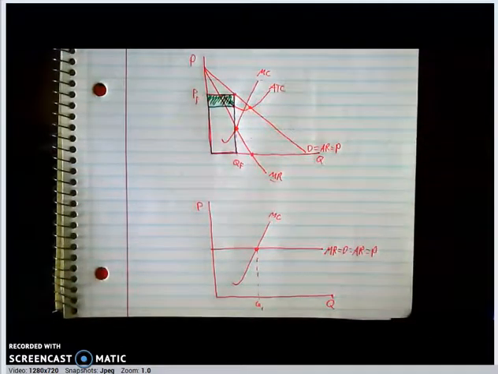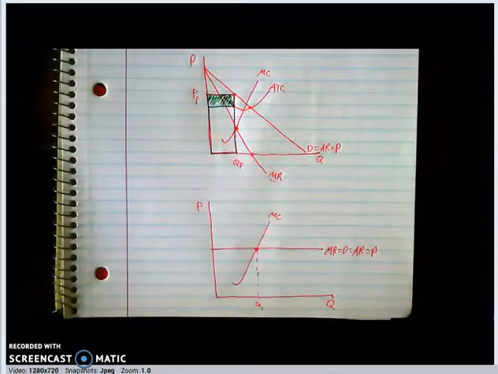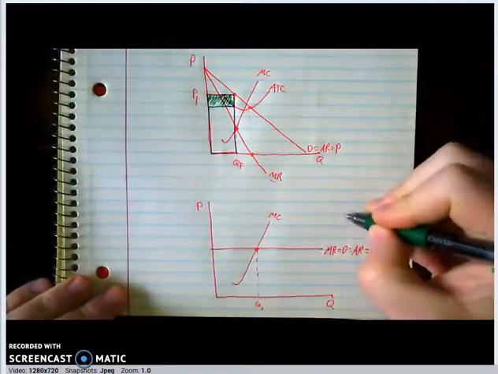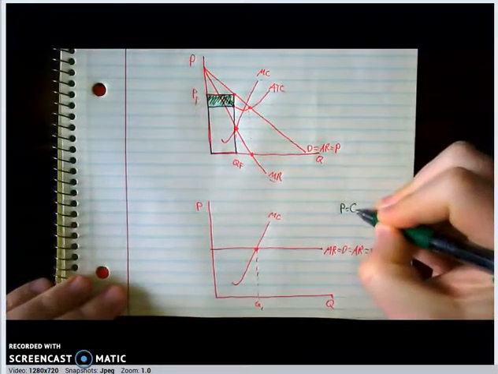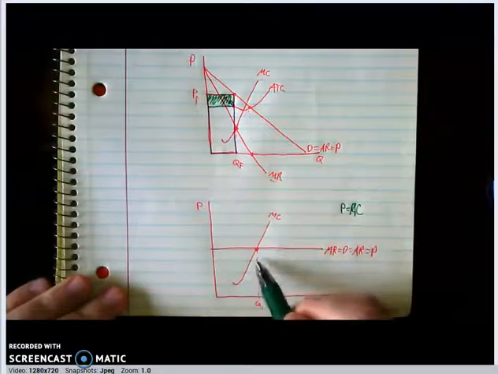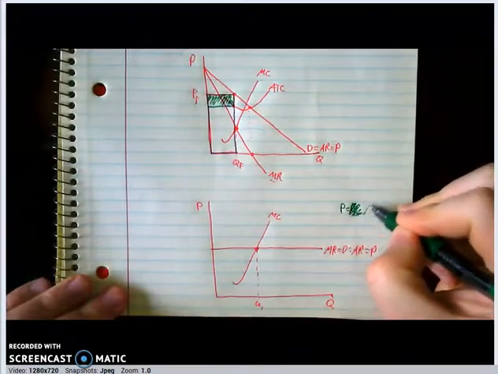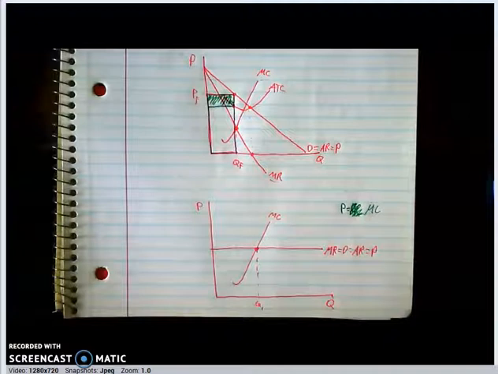Other things I want you to think about. We talked about allocative efficiency when we talked about perfectly competitive firms. Let's talk about whether or not this is allocatively efficient. Allocative efficiency happens when price equals marginal cost. If I go up from quantity, I hit the marginal cost curve and the price curve at the same time, so my price equals my marginal cost. So this relationship, price equaling marginal cost, is true, and this firm is allocatively efficient.